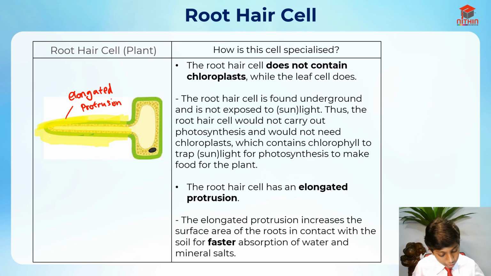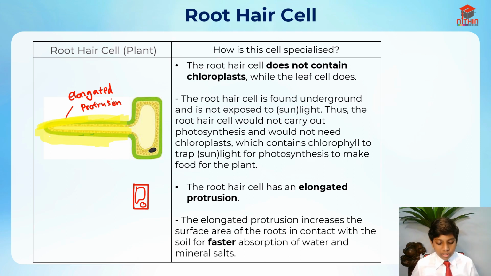Okay, if I just draw a rectangle over here, and let me say that this rectangle is the root cell. Okay? And it does not have chloroplast. So this is just the nucleus. Okay, and then there's a vacuole. Okay, this could also be the root hair cell.